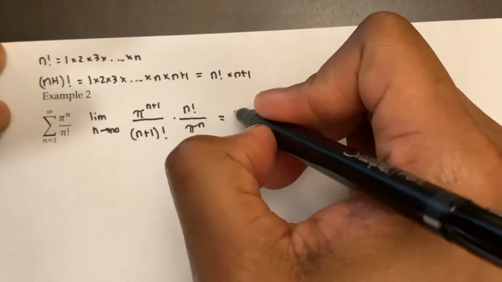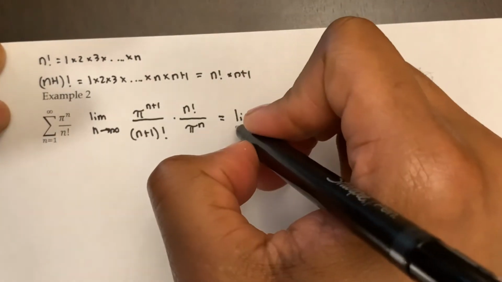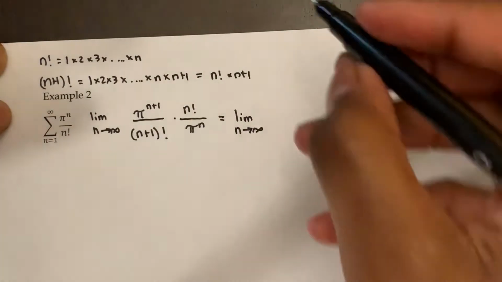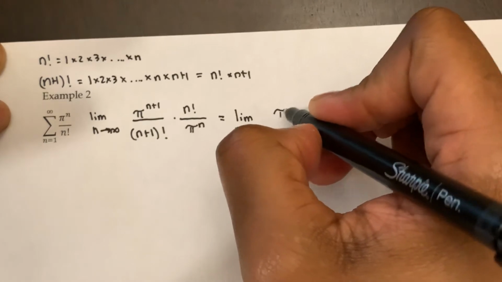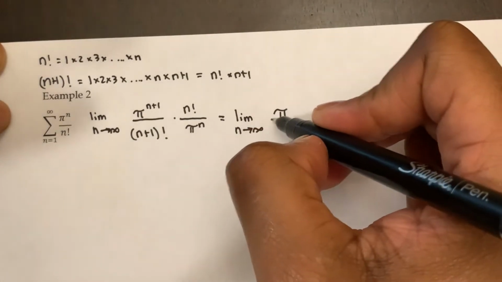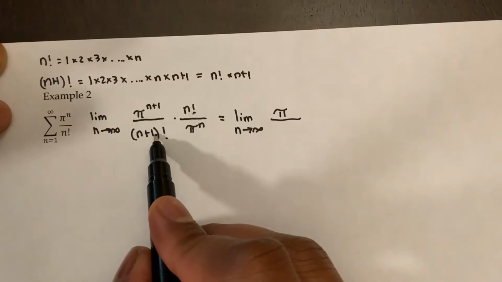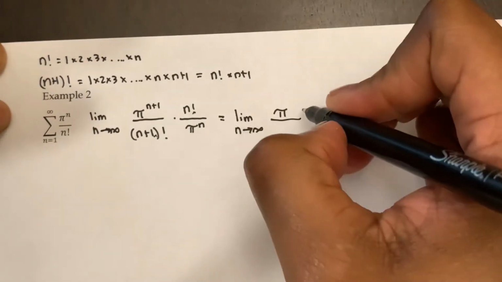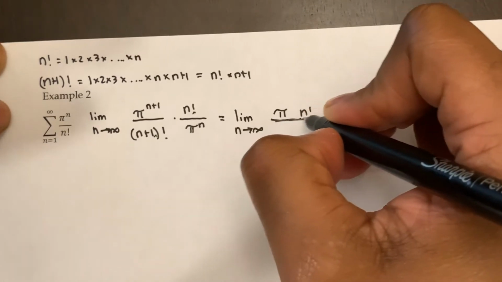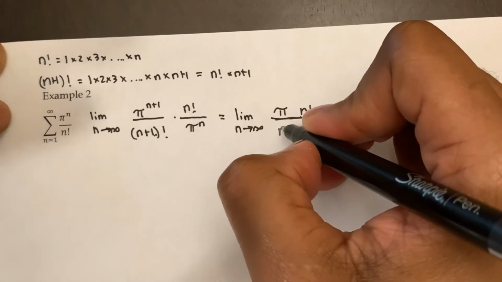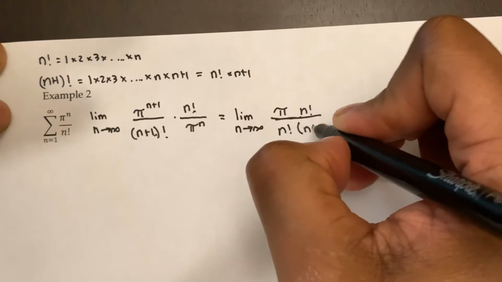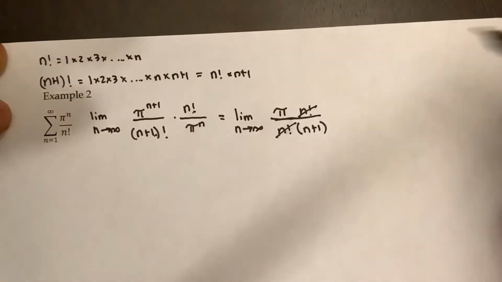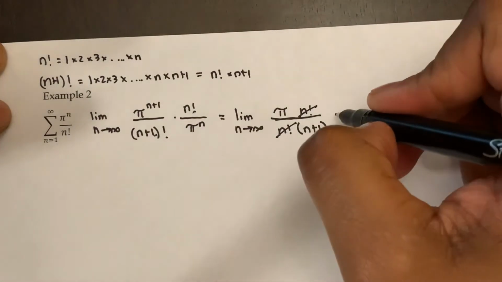That's useful because when we simplify this, we get the limit as n tends to infinity. Pi to the n plus 1 over pi to the n is going to give us a pi in the numerator. Then for n factorial over n plus 1 factorial, I'll write it so you can see. n factorial is going to remain, but in the denominator, n plus 1 factorial is n factorial times n plus 1. And so the n factorials can cancel, or they divide to equal 1.